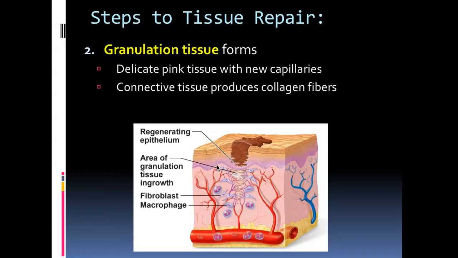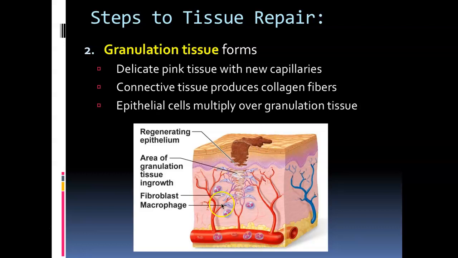The second step to tissue repair is when granulation tissue forms. And so right here, you'll have granulation tissue. So this is like the mending process, the very beginning of the mending process. So collagen will come in. You'll have epithelial cells multiply. All right, and that's really all I want you to know: granulation is the second step where you have new capillaries, new collagen fibers, and new epithelial cells come into the damaged area.